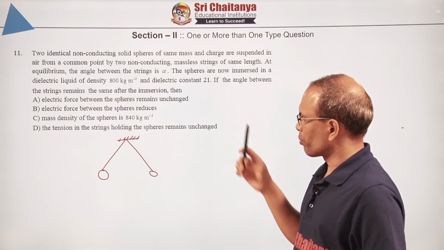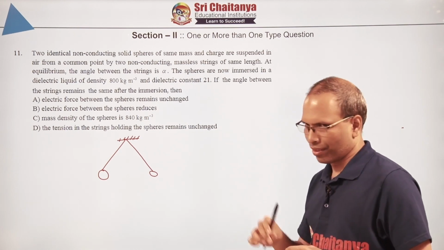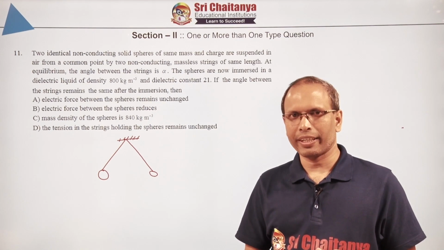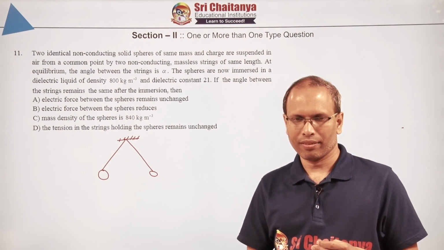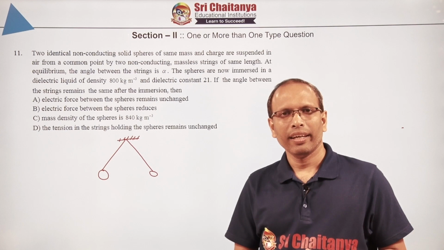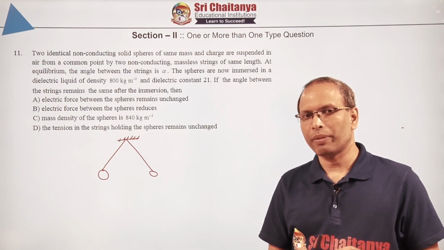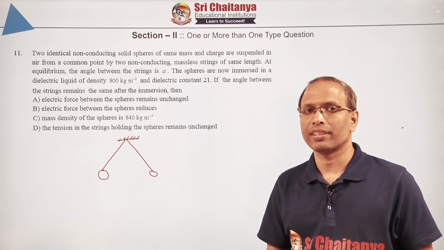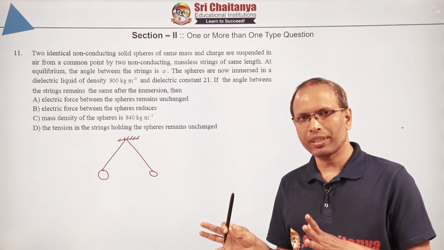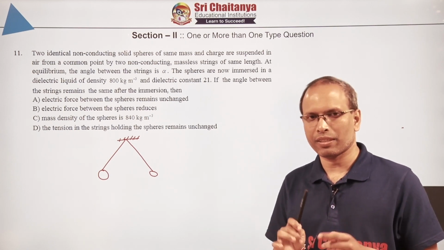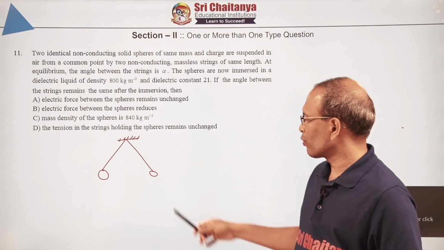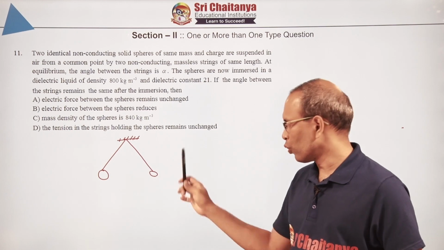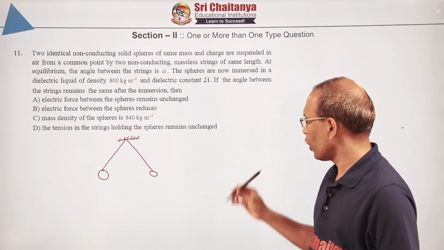Now if you look at the first two options, it is talking about the electric force between the spheres. One of the fundamental properties of the electrostatic force between two charged particles, the definition of Coulomb's law, says that the force between two charged particles remains the same and doesn't depend on the surroundings or the presence of any other charge in the surroundings. The net force on one of them may change, but the force between two charged particles remains the same. The net electrostatic force acting on this will be different because of the dielectric, but the force between these two will remain the same. So option A is correct.